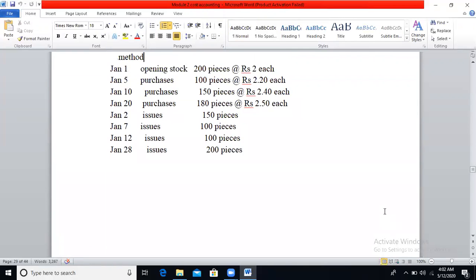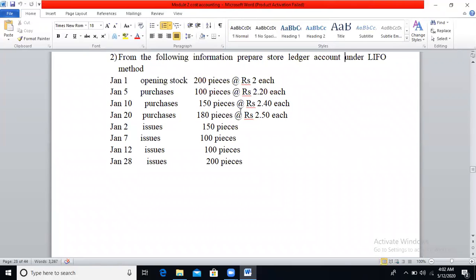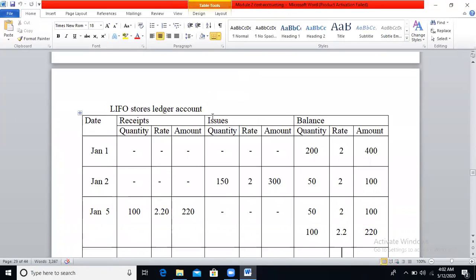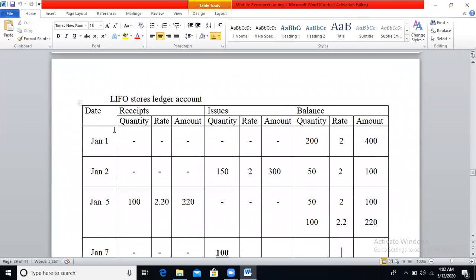The next transaction is January 5th, we are making the purchases of 100 pieces at rupees 2.20. January 5th, purchases will be considered as receipts. So record this under the receipts column. 100 pieces we are purchasing at the rate of 2.20. If you multiply 100 into 2.20, you will get 220.